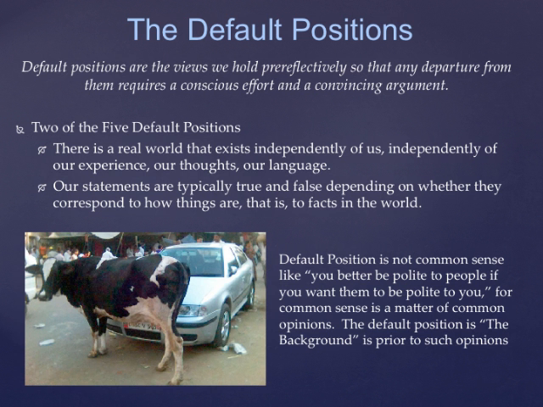A third default position. Words in our language, words like rabbit or free, typically have reasonable, clear meanings. Because of their meanings, they can be used to refer to and talk about real objects in the real world. Yes, there are philosophers who argue semantics, that there really does not exist a rabbit. There does not exist a chair.